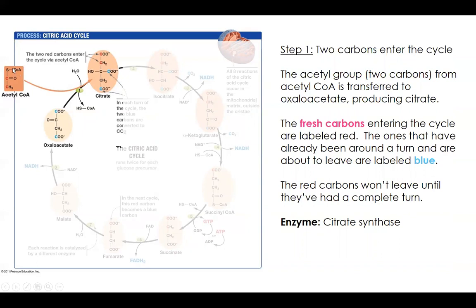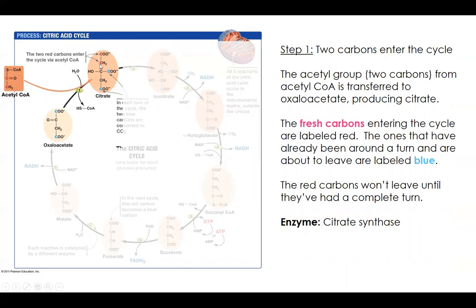So again, this CoA is going to help spring load this into the citric acid cycle. All right, so we've got 2 carbons, remembering in the back of our brain that this is happening somewhere else for our second acetyl CoA. But for now, 2 carbons enter the cycle, okay? The CoA was just needed to spring load this, so we don't need it anymore. It's kind of like a launching pad. Goodbye.